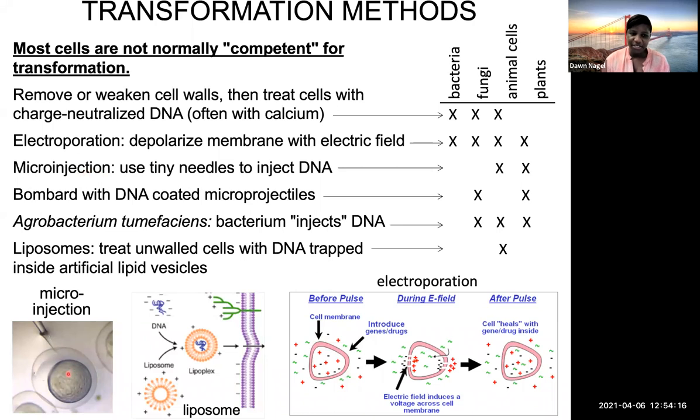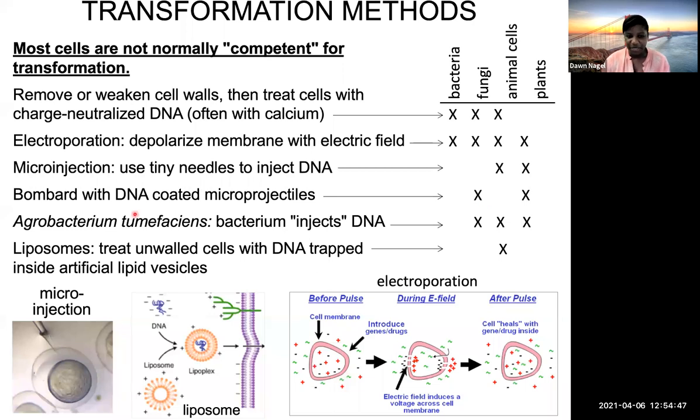Microinjection using a needle is often done in both animal and plant cells, so you inject directly into the cell. You can also bombard with DNA-coated microprojectiles, so some beads. You can have some metal beads that you coat with your DNA, and then you use a gun, which we call a gene gun, and actually shoot the organism that you're working with, and it will transfer it into the cell.